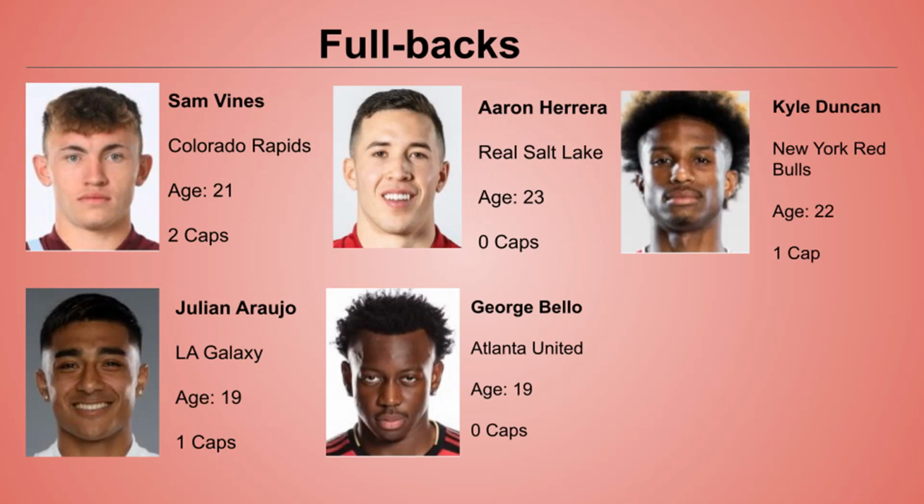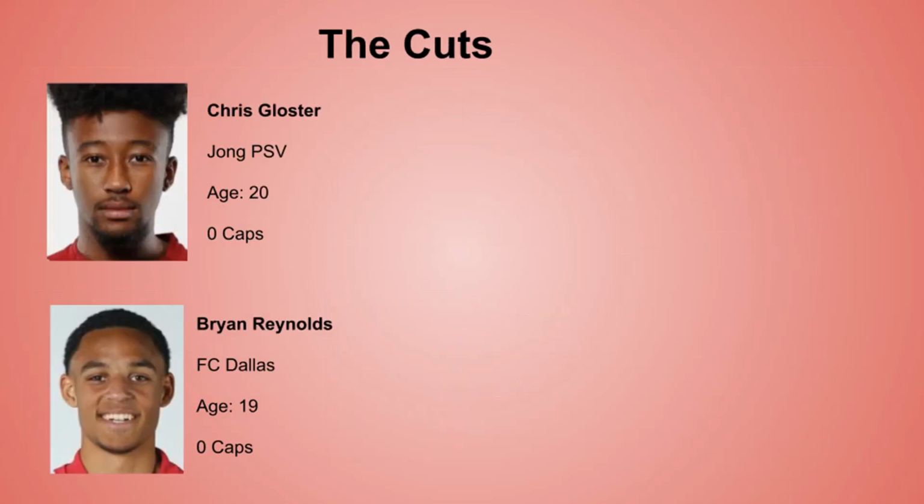Okay, so 5 fullbacks were chosen. Julian Araujo and Kyle Duncan and Aaron Herrera were the right backs, and George Bello and Sam Vines were the left backs. Not really sure why we needed to bring 3 right backs in. The 2 cuts that were made to the fullbacks were Chris Gloster and Brian Reynolds.